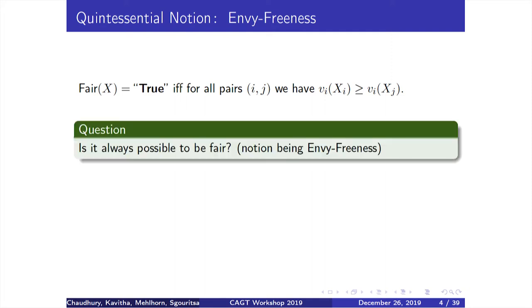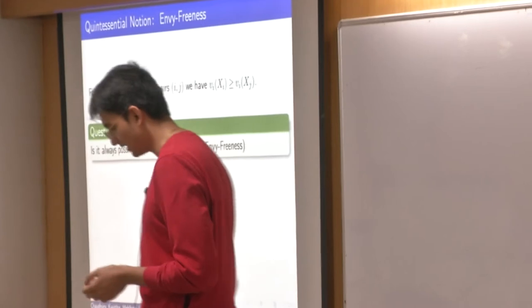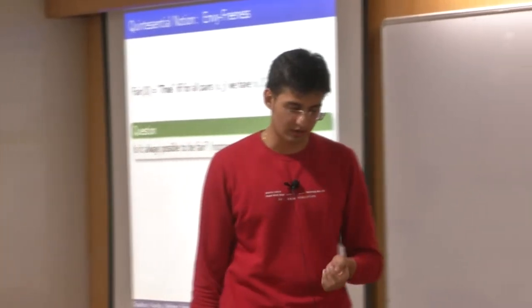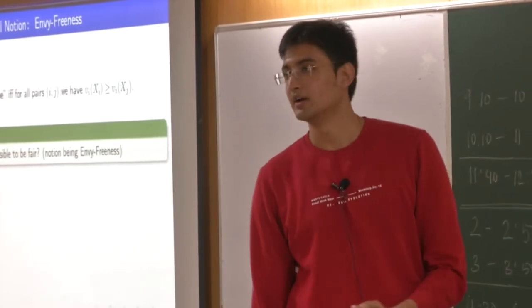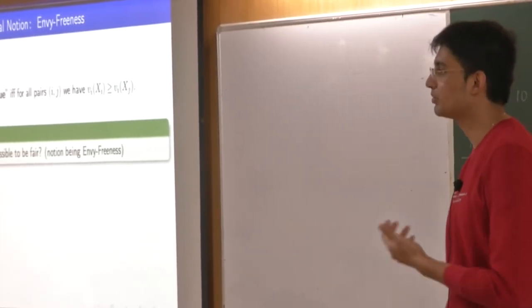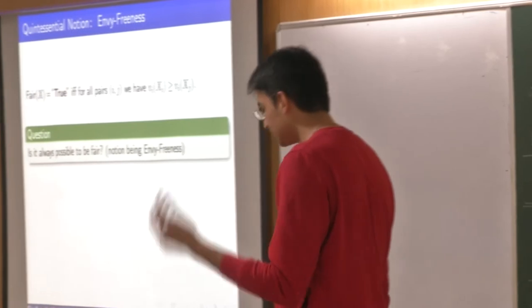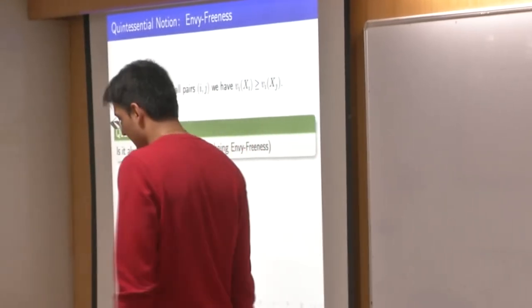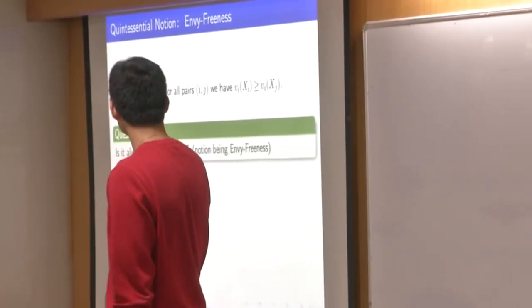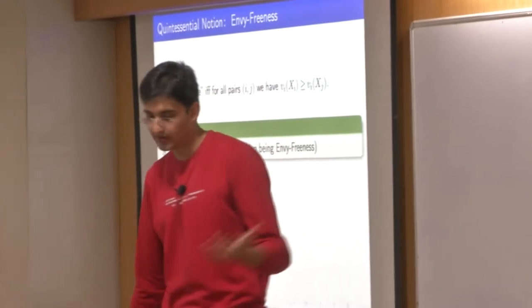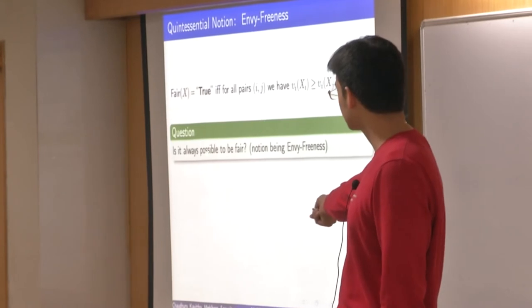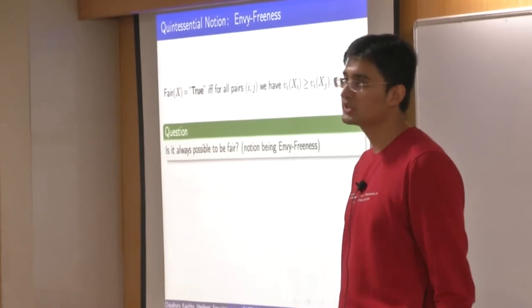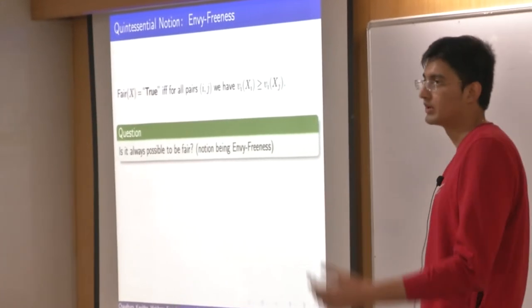Okay. That being said, throughout the talk, whenever I define a notion of fairness, the two questions that are of interest would be, the first question: is it always possible to be fair? So no matter how many agents we have, no matter how many goods we have, no matter how bad the valuation functions may look, can we be fair? Can we always find an allocation that satisfies our fairness criterion? So this is the first question. Depending on the answer to this question, I would ask how efficiently can we determine this fair allocation.